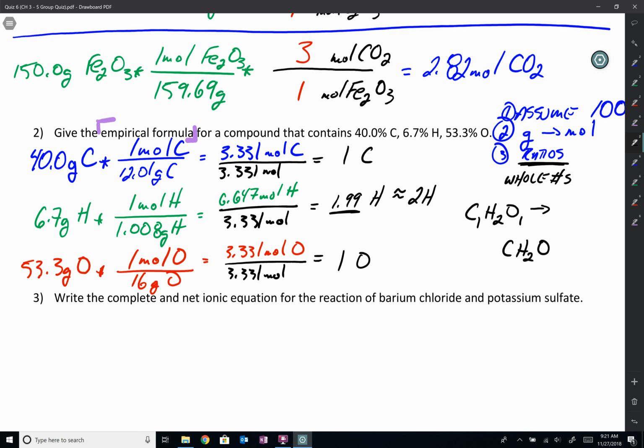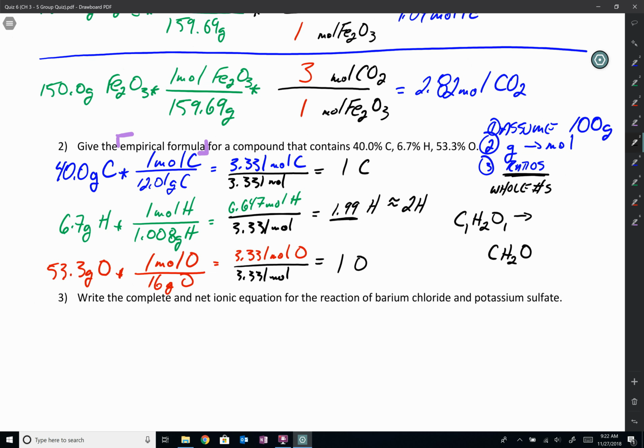So we assume 100 grams. We convert grams into moles, and then we divide by the smallest to make our ratios of whole numbers. Those are the steps. And only round if it's very, very close, in the hundredths place.